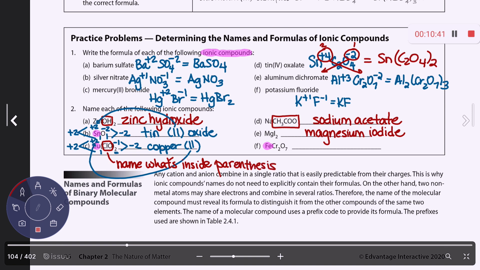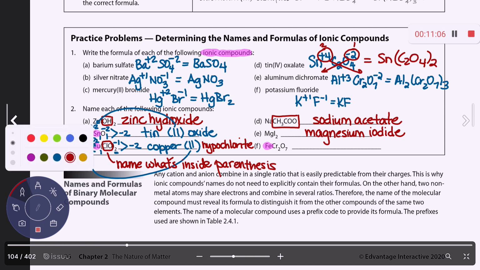And ClO on your periodic table, it would be the ClO-1. Okay, so ClO-1 would be hypochlorite. Okay. And then we have one more to do.